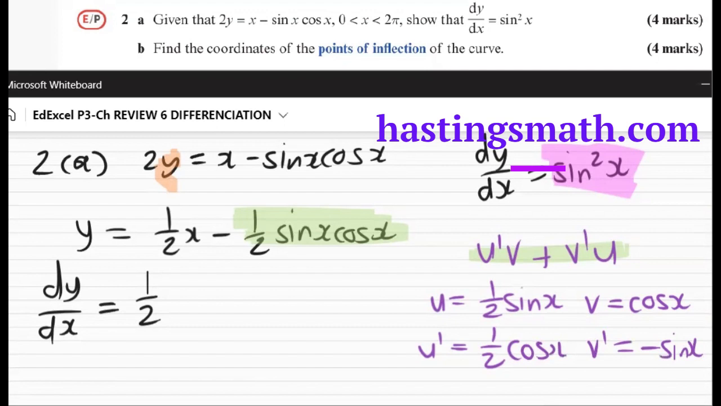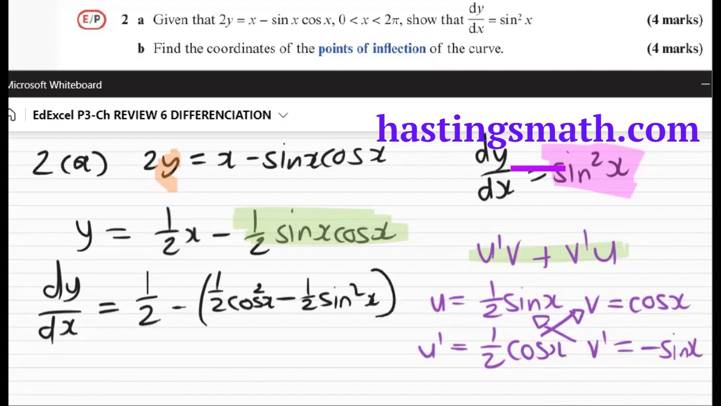Then we need u dash v plus v dash u. So u dash v that way, v dash u that way. Don't forget there was a negative there. So u dash times v is a half cos squared x. And then we have negative a half sine squared x. Okay. So that's just timesing u dash v, v dash u. It's something we can work with.